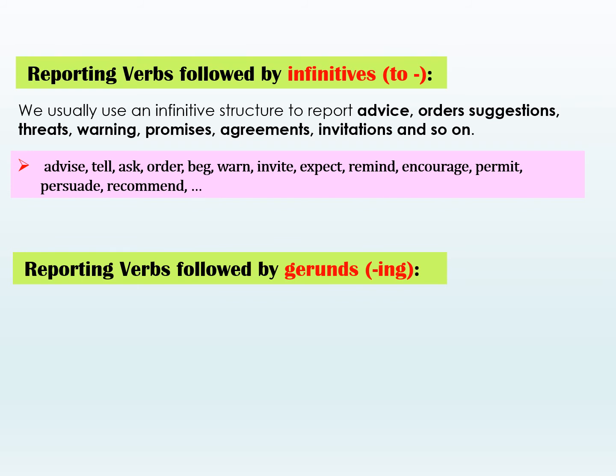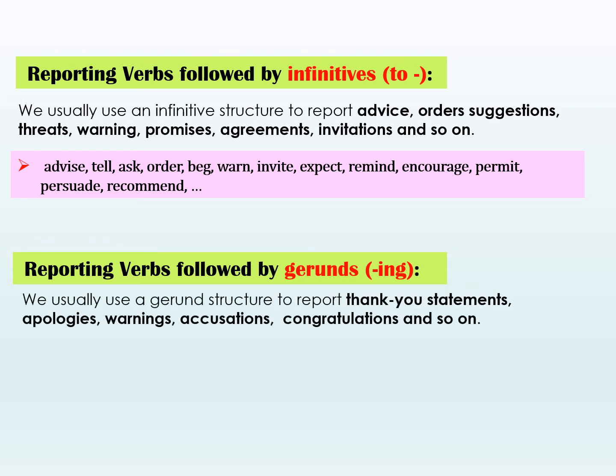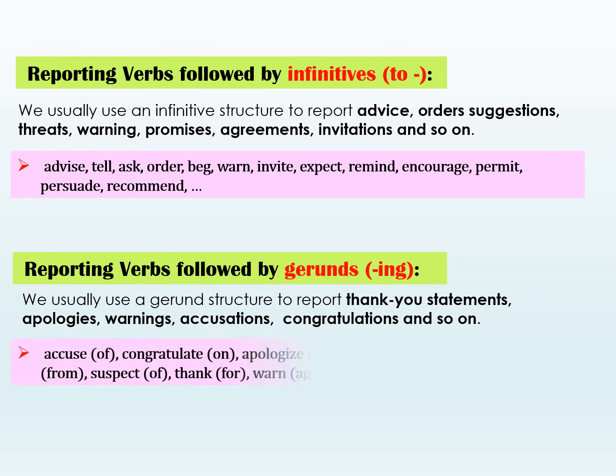And then reporting verbs followed by gerunds. We usually use a gerund structure to report thank you statements, apologies, warnings, accusations, congratulations, and so on. And we use verbs like accuse of, congratulate on, apologize for, forgive for, prevent from, stop from, suspect of, thank you for, warn against, etc.